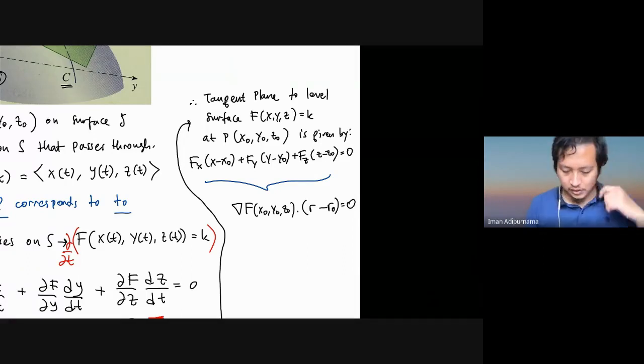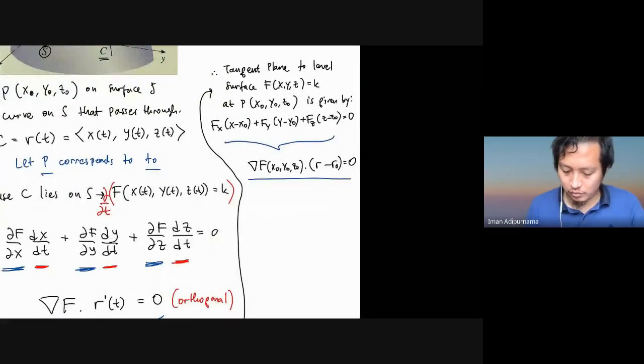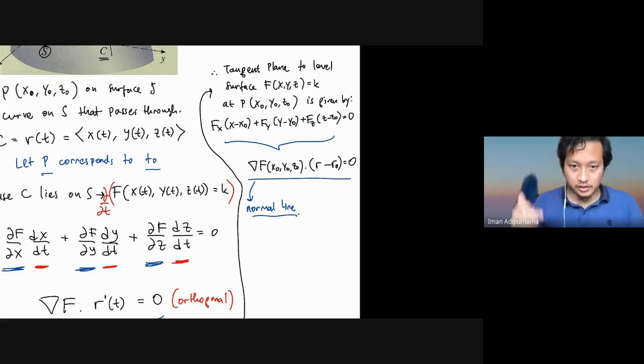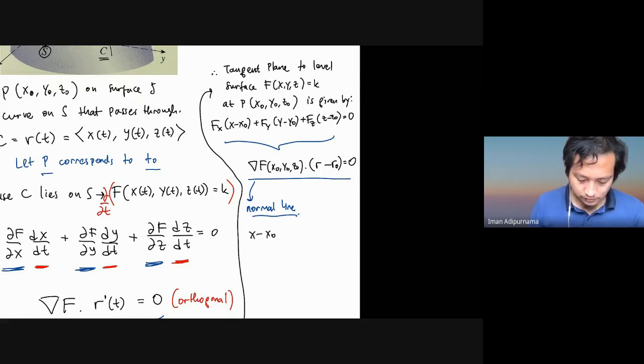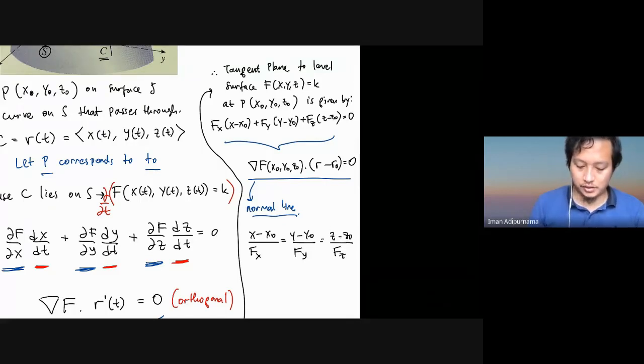And if you want to calculate the normal line, you can always do that also. We can make it in terms of parametric, or let me just write from the tangent plane. So we can write the normal line becomes this equal this equal this. This becomes the symmetric equations.